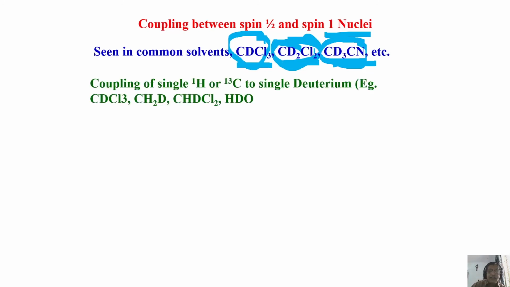Here CH2Cl2 that is present, CHDCl2, CD2Cl2, all the isotopomers will be there. The protonated compounds will give you residual proton peaks in the proton NMR. Now, in such cases, you can also see coupling of carbon to deuterium or even proton to deuterium. Spin-1/2 nuclei can couple to spin-1 nuclei like this. Now, I will take the example of some of these things and we will see how the pattern comes.